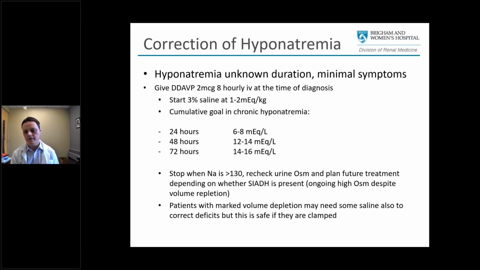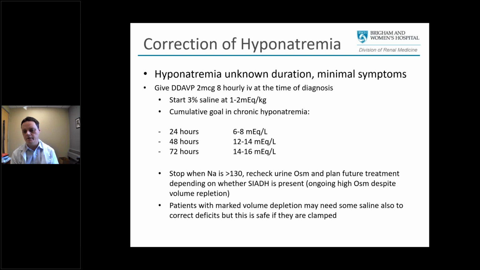We check the urine osmolality because if the urine osmolality remains high after stopping the ADH, that suggests the patient has underlying SIADH, and that's going to change the way we manage it in the future. If their serum osmolality is normal at that point, that would suggest that whatever was going on is now resolved.